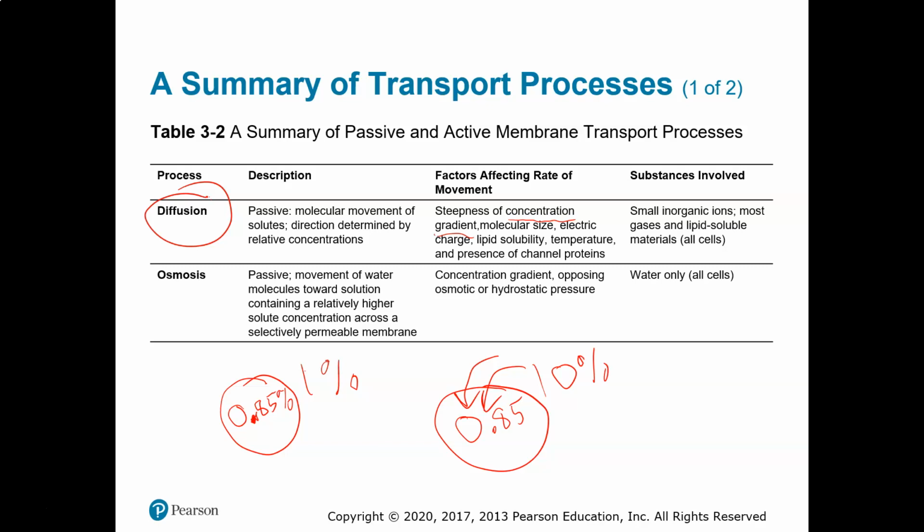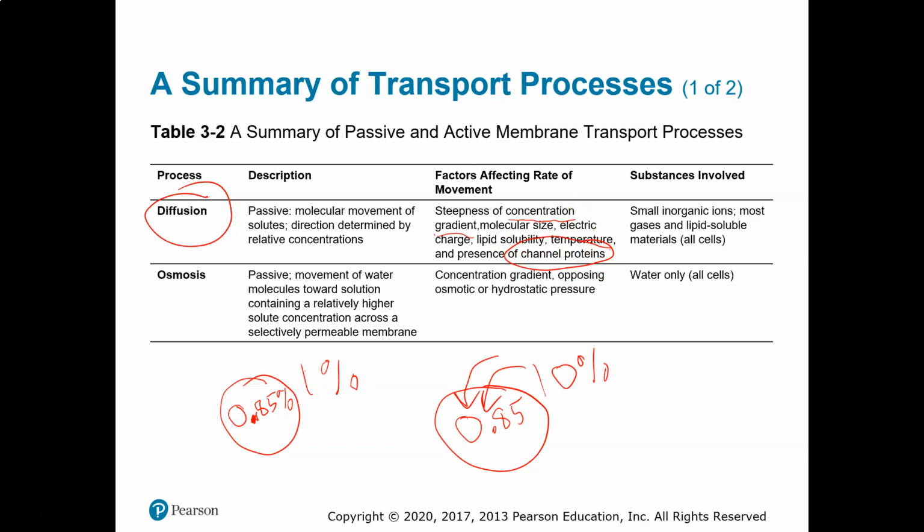And we talked about substances that are soluble in lipids are fatty acids, oxygen, carbon dioxide, and just small fats or oils, and alcohol. Alcohol is lipid soluble. Temperature. The higher the temperature, the faster the rate of diffusion. And then channel proteins. The more channel proteins that you have for a substance, the faster the rate of diffusion.